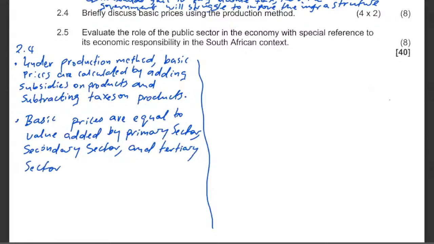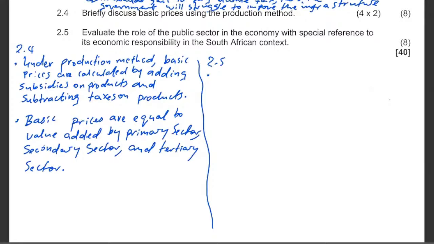Okay, right. So now let's move on to 2.5, grade 12s. It says evaluate the role of the public sector in the economy with special reference to its economic responsibilities in the African context. So now in this regard, we have promotion of economic growth. We also have promotion of full employment. We also have income distribution. We also have established price stability and control inflation. And we also have economic equity.